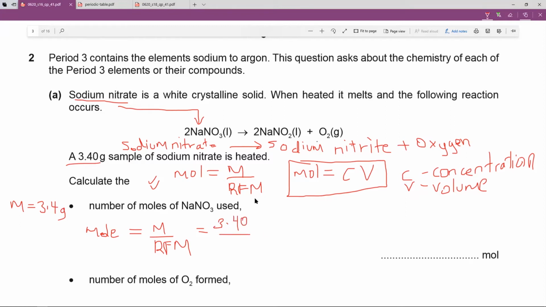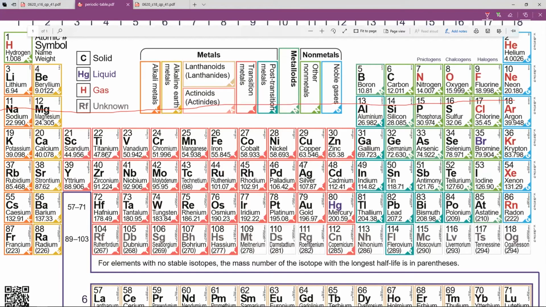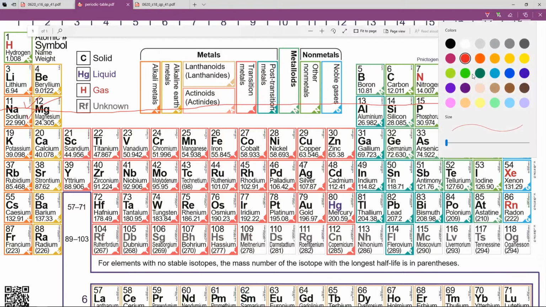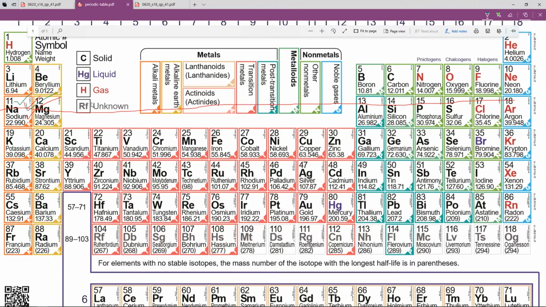Now for the RFM of sodium nitrate, we'll have to add the relative atomic masses of the individual atoms: the sodium, the nitrogen, and the 3 oxygen atoms. Now, from the periodic table, we can locate sodium. Let me just use a different color of pen for us to see it easily. Green can work. So sodium is number 11, and then nitrogen is number 7, and then oxygen is number 8.